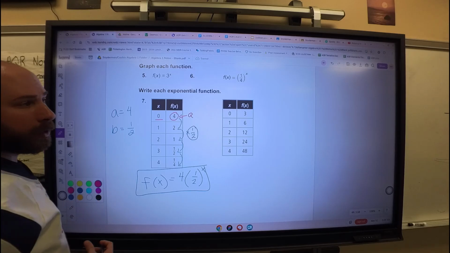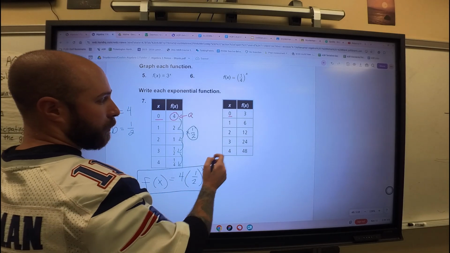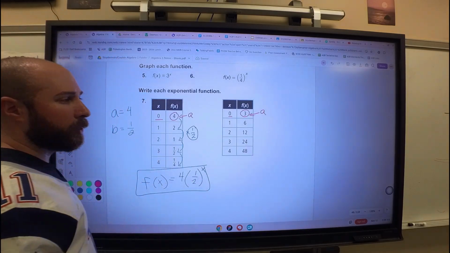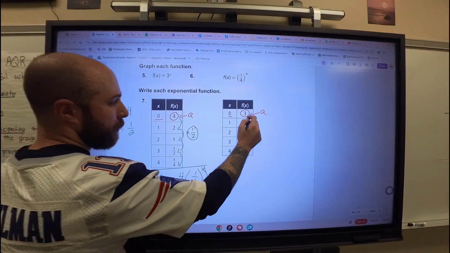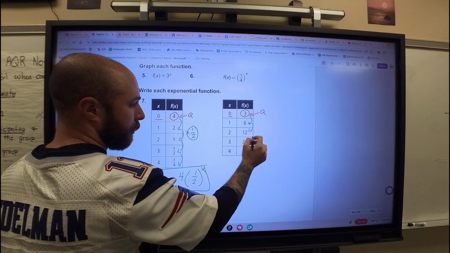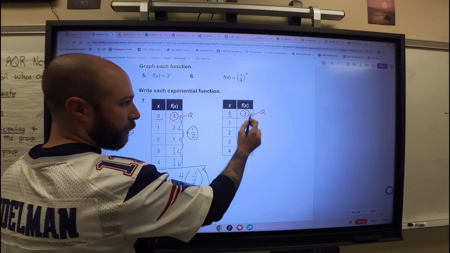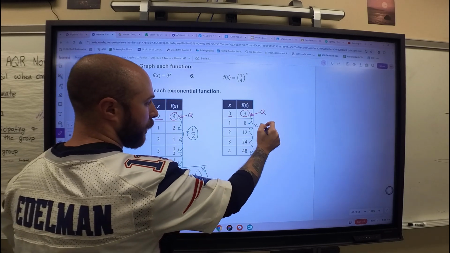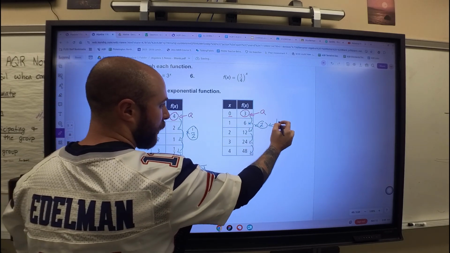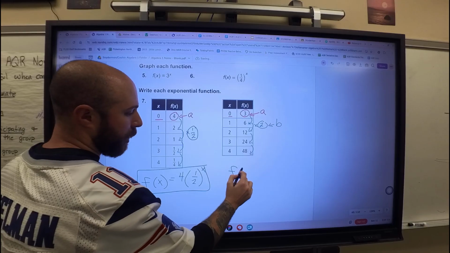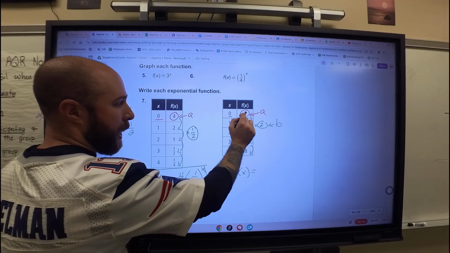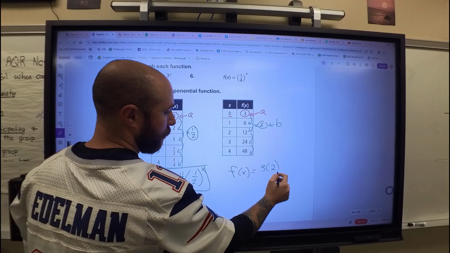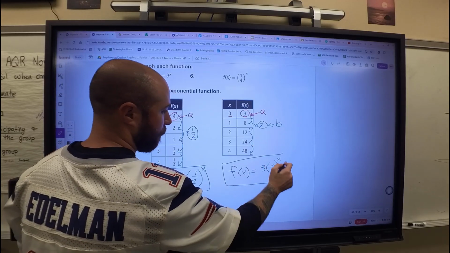And then our last one, again, we have an x value of 0, so A is equal to 3. We then look at our y values and say, how do we get to each one? 3 to 6, 6 to 12, 12 to 24, and so on. We are multiplying by 2, so that's going to be our b. So we have f of x is equal to a, which is 3, times our value of b, which is 2, raised to the x.